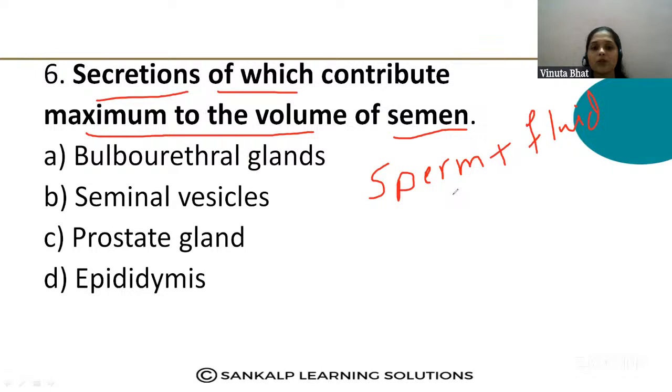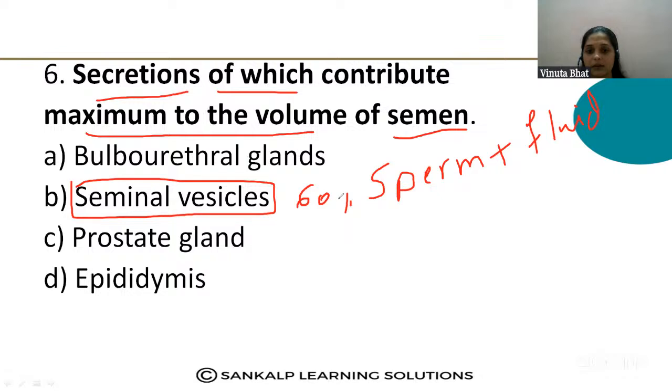Okay. So here some glands add some secretion to the sperm, and that forms the semen. Here the maximum amount of the fluid is secreted by the seminal vesicles, around how many percent? Around 60%. And the prostate gland contributes 20% for the semen. So the maximum volume of the semen contribution is by the seminal vesicles. Okay, option B is the correct answer.